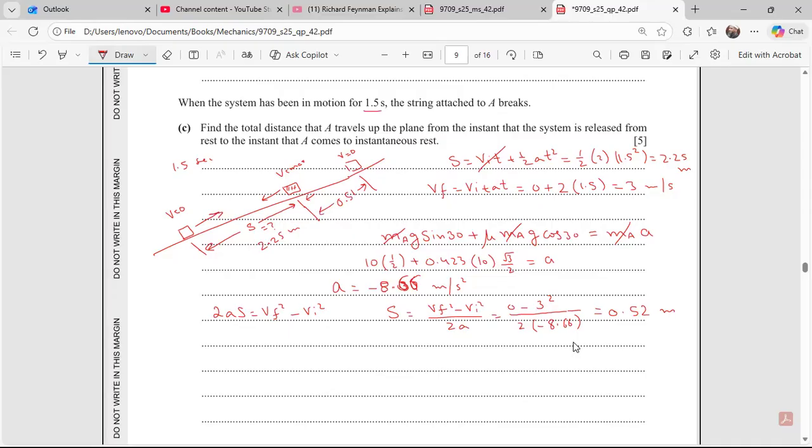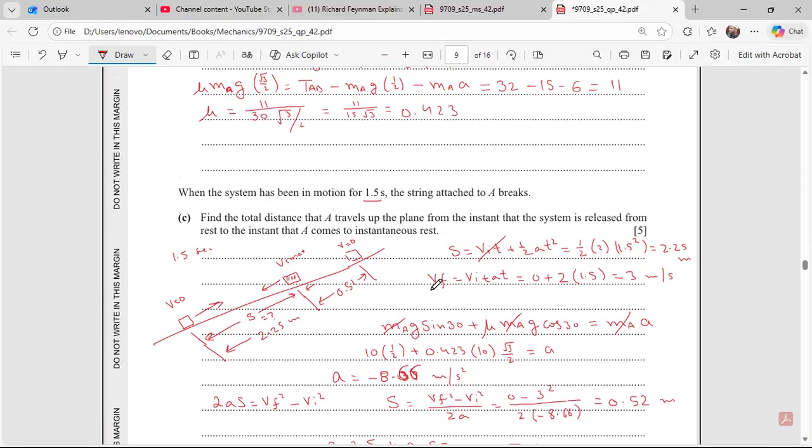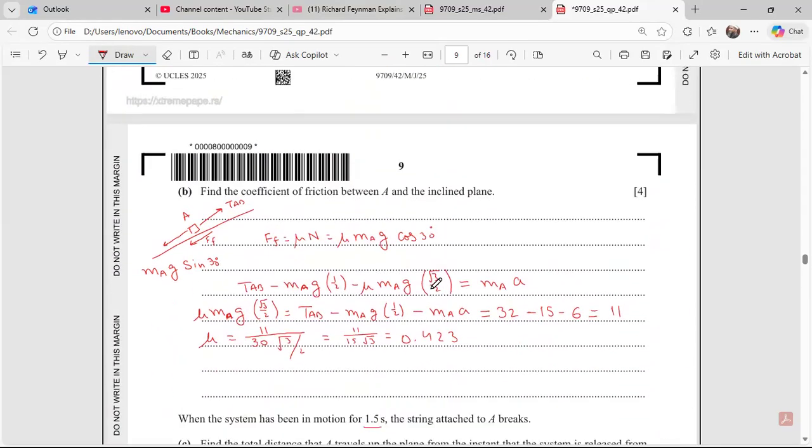So the total distance now I can calculate by adding these two distances. 2.25 plus 0.52 comes out to be 2.77 meters. I hope you understand all the logic behind what we are doing. This is the most important thing.